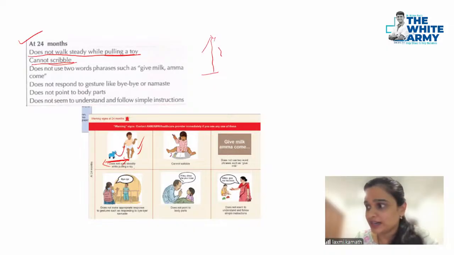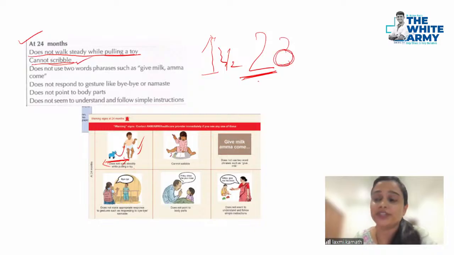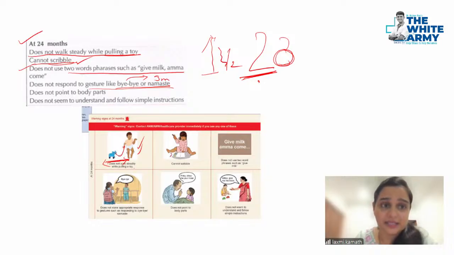And if the child doesn't scribble by 2 years, we know scribbling starts by 1.5 years. So at 1.5 years the child will scribble, at 2 years the child will know horizontal strokes, and by 3 years the child will know a circle. So if scribbling doesn't come by 2 years, then it is a red flag sign. If he doesn't use 2-word phrases such as give milk, come here, then it is a red flag sign. He does not respond to gestures like bye-bye, which is generally achieved by the 9th month. If that has also not come, then it is a red flag sign.